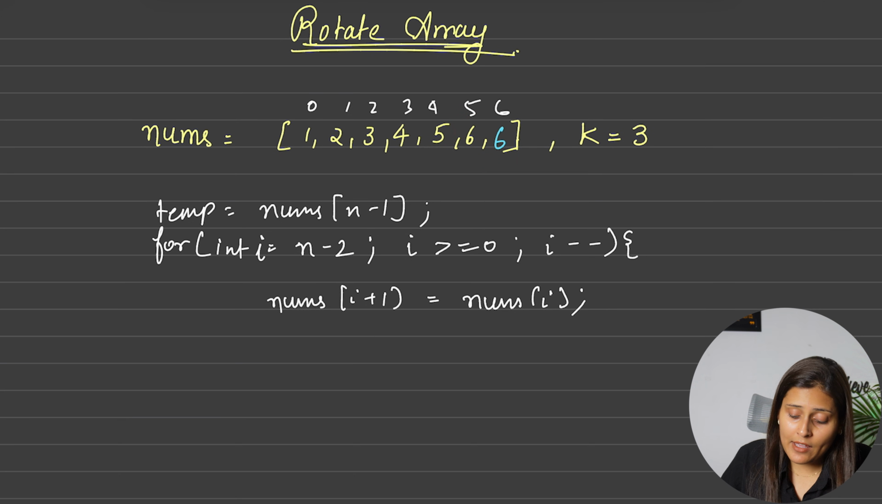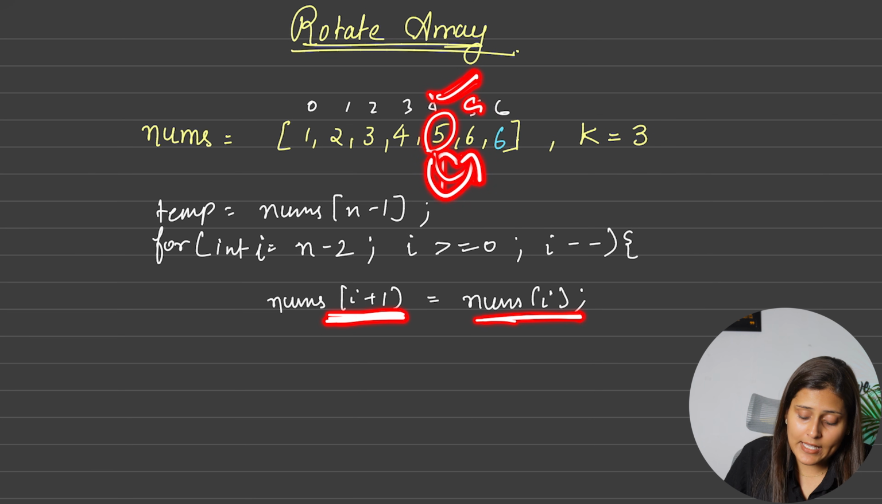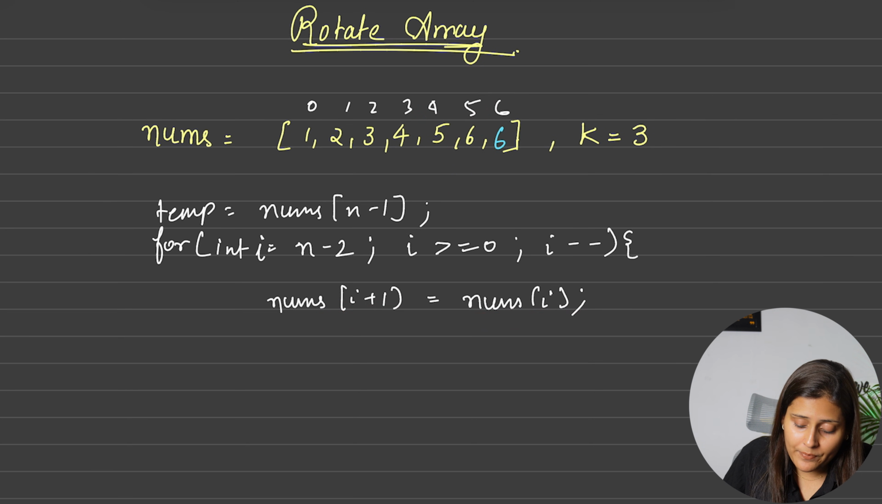Now next time my I will point to here. So now this 5 I want to copy it here. So again I plus 1. At I plus 1 we will put I. So I is at 5th index, like 4th index. So that 5 value will be copied at 5th index, which is 6. So hence I can say this 6 will be overwritten by 5.